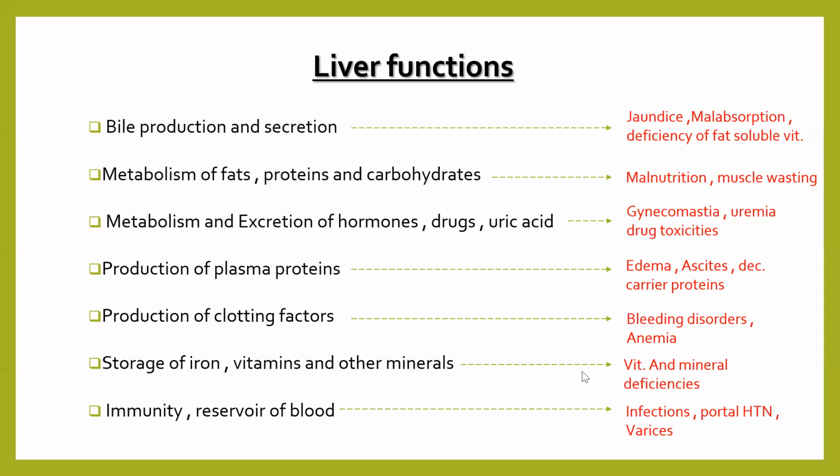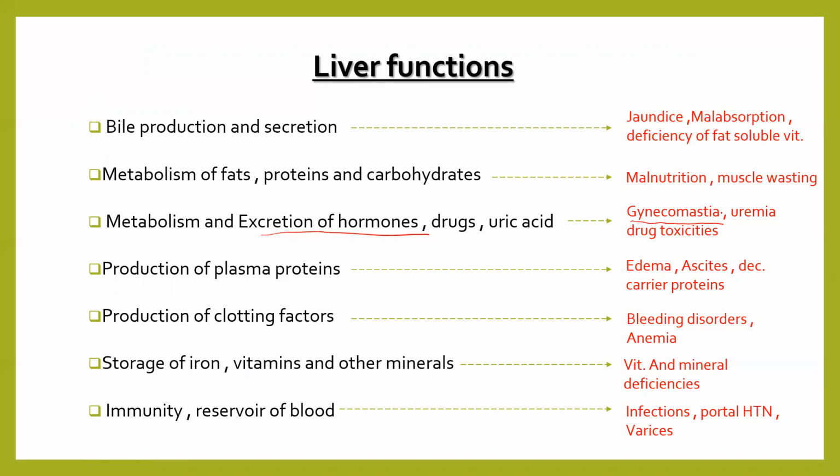The next function is metabolism of fats, proteins, carbohydrates. People who have chronic liver diseases are often cachexic and are suffering from malnutrition, muscle wasting. One of the most important jobs of the liver is to get rid of all the toxic substances, that is drugs, hormones that are not needed, uric acid. Especially when we talk about hormone metabolism, we are referring to estrogen and other progesterones. That is why we see a symptom called gynecomastia, the unusual development of breasts, especially in males. We can also observe uremia because of the important part that the liver plays in the urea cycle.